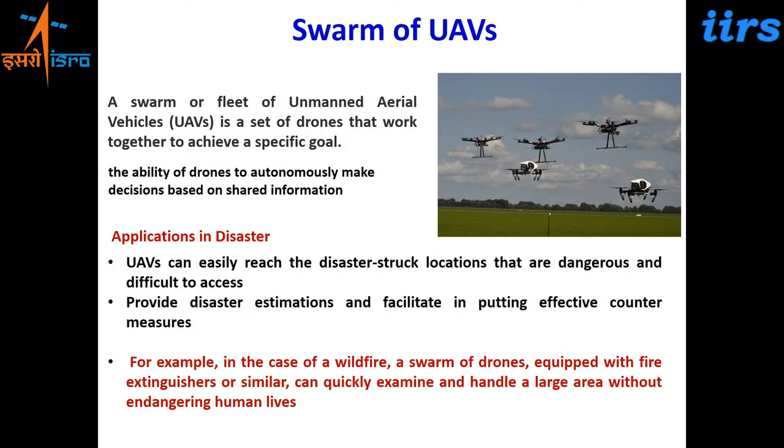So you have a very important role for swarm drones in disaster scenarios. They can easily reach the disaster-struck locations that are dangerous and difficult to access. And they provide disaster estimation and facilitate putting in effective countermeasures. So, for example, if there is a case of wildfires, swarm drones equipped with fire extinguishers or cameras or any other similar kind of equipment can quickly examine and handle a larger area without endangering human lives. So they can be made intelligent enough.